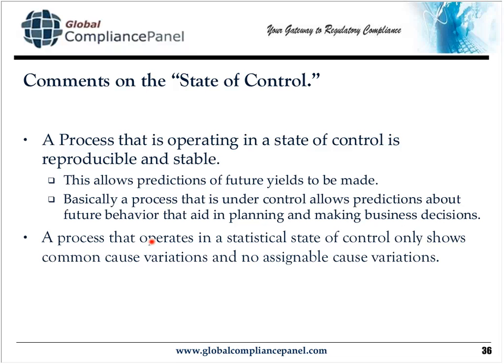Now, a system that operates in a state of control only shows what are called common cause variations and no assignable cause variations. Okay, this is the terminology that is used by people like Deming and Shewhart.